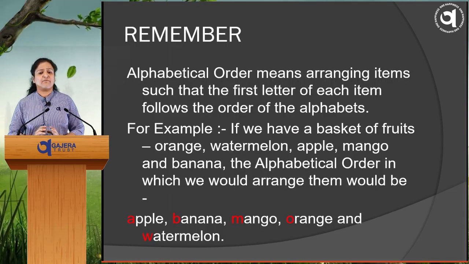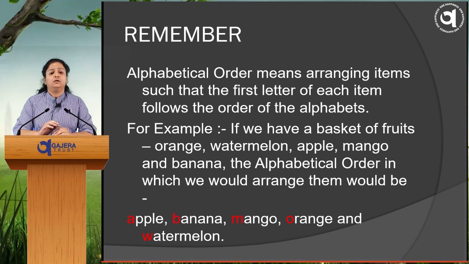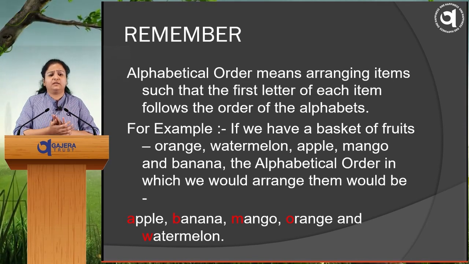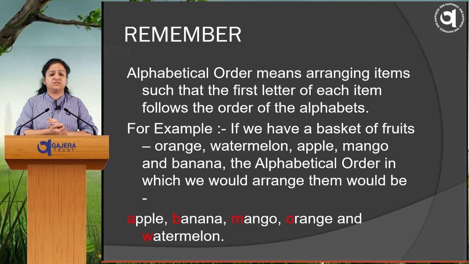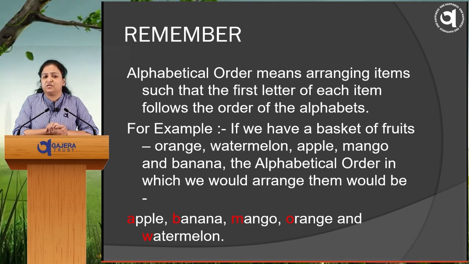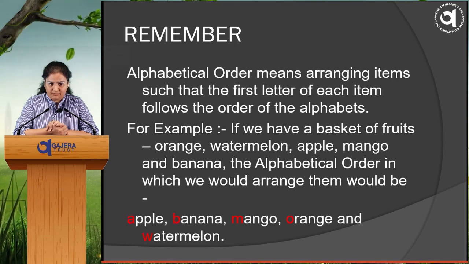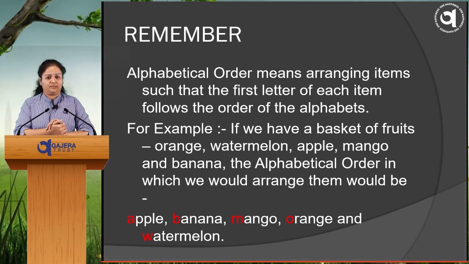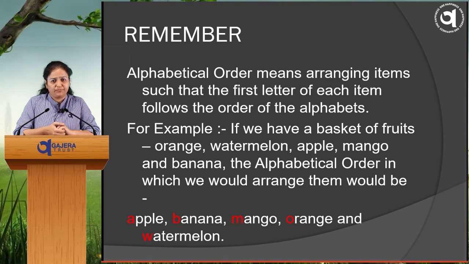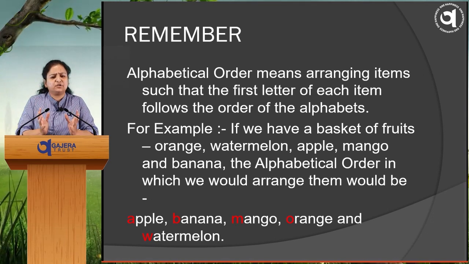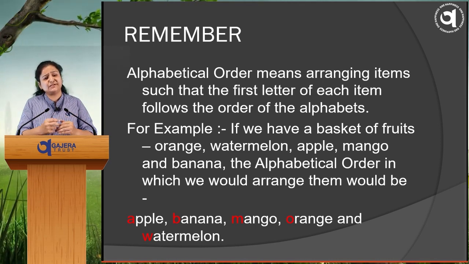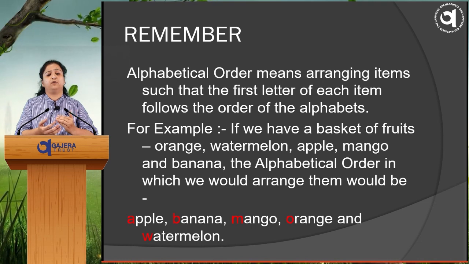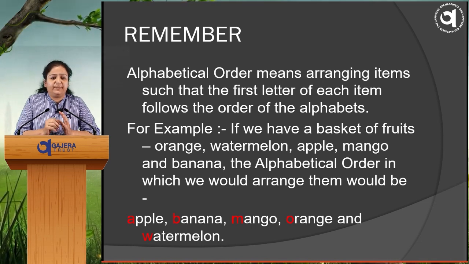Now, the most important thing when we are going to arrange words is that we have to remember alphabetical order. For that, when arranging items, the first letter of each item follows the order of the alphabet. Okay, how can we do this? Let's see the examples. Suppose we have a basket of fruits. So many different fruits are there. The shape is different, the name is different, the color is different. But still we can arrange them alphabetically.